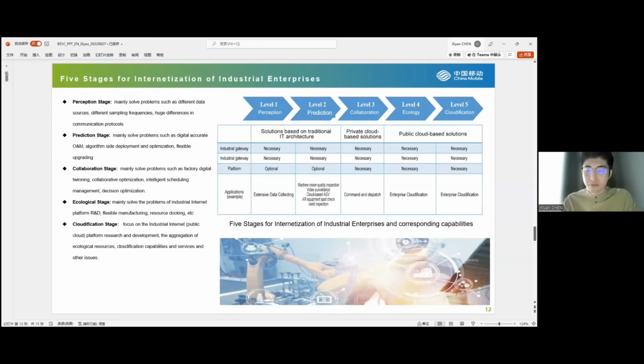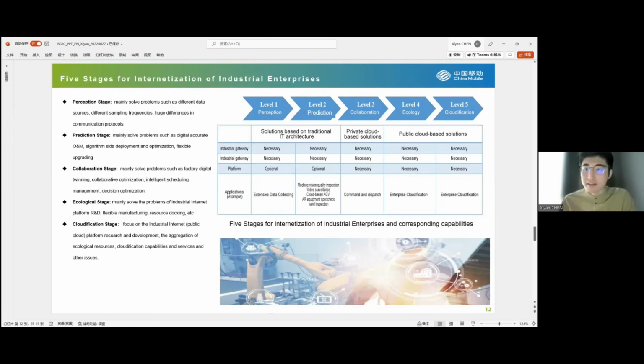And furthermore, the ecological stage is the next level, which means solving the problems of the industrial internet platform, R&D, flexible manufacturing, resource locking, etc. So in this stage, the private cloud-based solution is necessary, and the platform is also necessary. And for example, the application is enterprise cloudification.